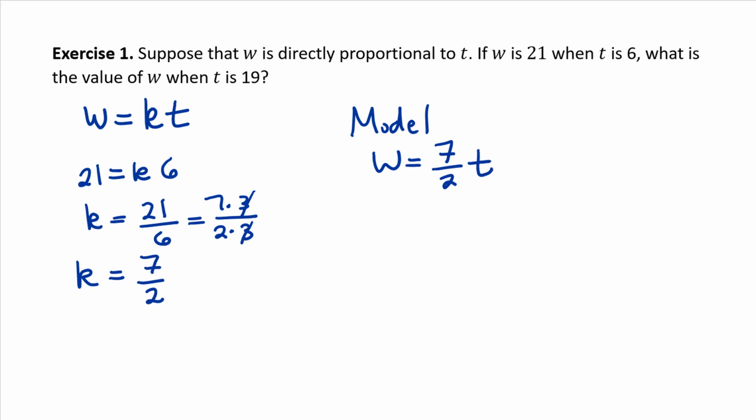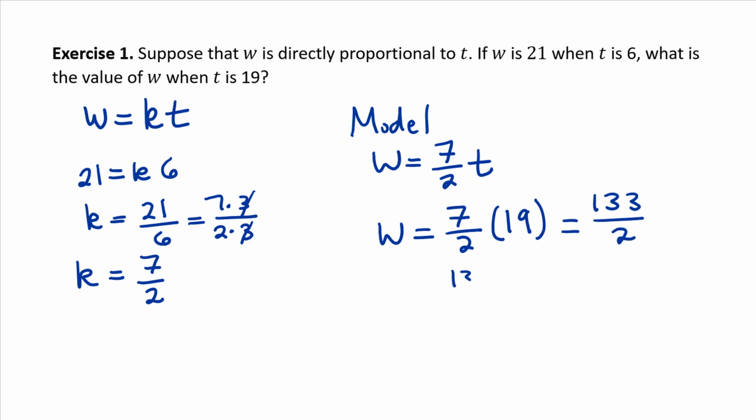Let's continue. Now we get to actually solve the problem, that is, find w when t is 19. In this model, we'll write w is equal to 7 halves and replace t with the 19. Multiply this. w is equal to 133, that's 7 times 19, divided by 2. Keep in mind that 133 halves and 66.5 are equivalent.